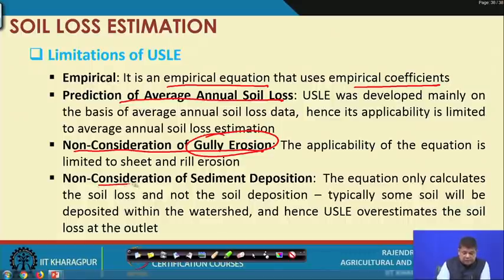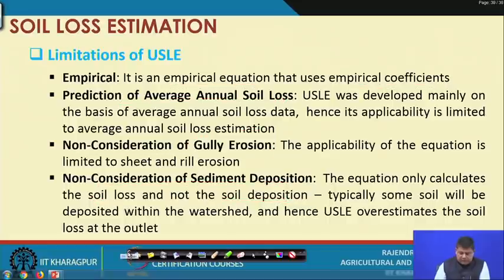Then there is non-consideration of sediment deposition. Here it only talks about the sediment loss, but as we have already seen in the process, when erosion, detachment and transportation take place, deposition also occurs, but there is no consideration of soil deposition in USLE. So, that is one of the major limitations of USLE.